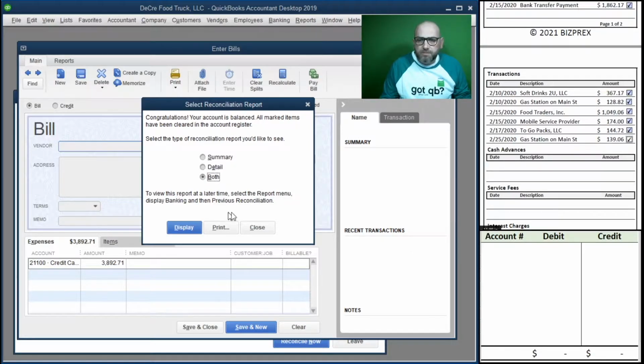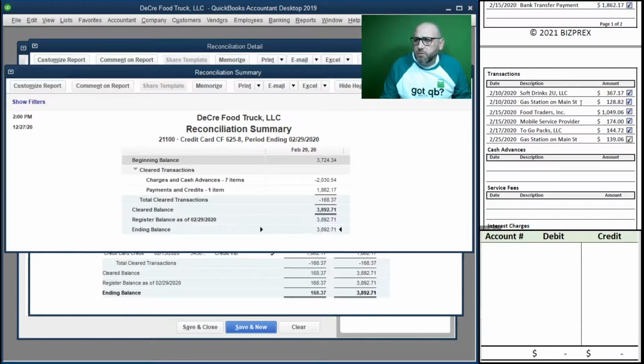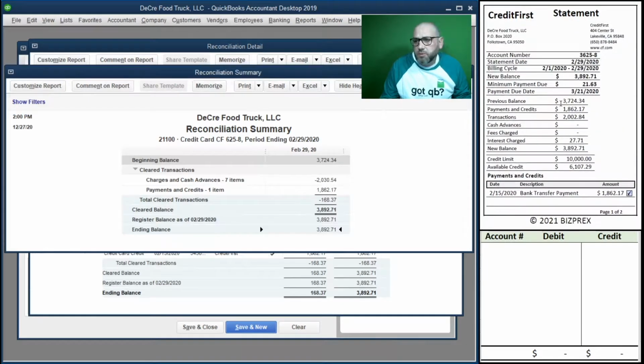And what this interface does, it says, do you want to print reconciliation reports? So we're going to just display them, and I just want to show what's going on and why they're important. And you can print them for your records, right? So our ending balance, does it match? Yes, it matches right here, right? And it matches to our statement, so we did good on reconciliation summary.